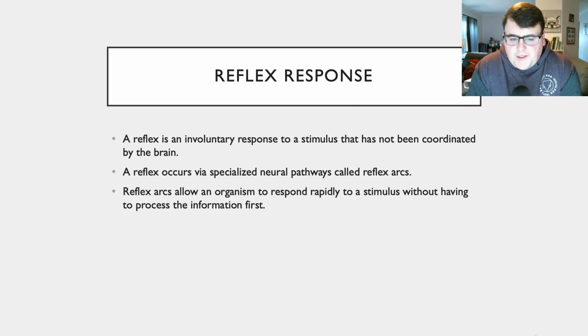Reflex response, though. So this is what I was trying to allude to before. A reflex response is an involuntary response to a stimulus that has not been coordinated by the brain. So something is happening and you need an instantaneous response. Even those few seconds that it would take for your central nervous system to process the information has to be skipped for the time being. So a reflex arc allows that organism to respond rapidly to the stimulus without having to process the information. It will process it afterwards once everything's happened, but it's not going to process it at that exact moment because it needs an immediate response.